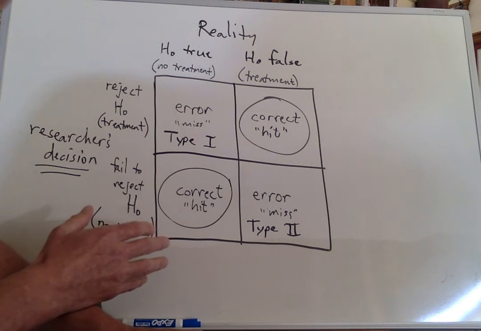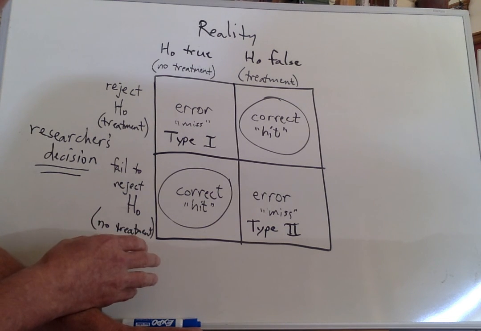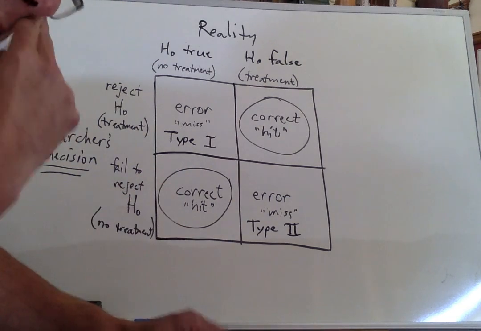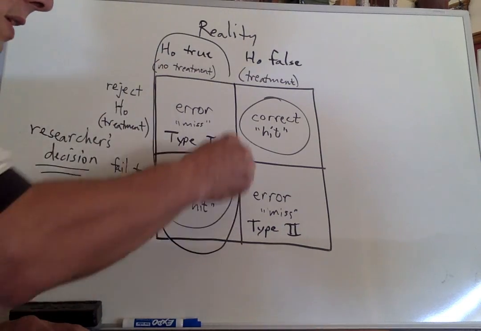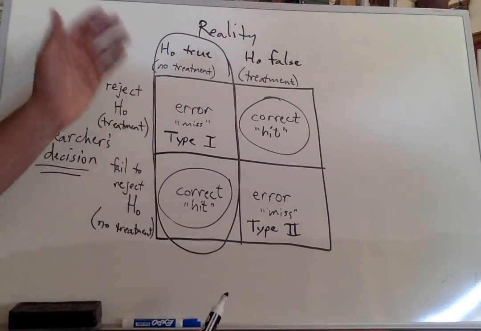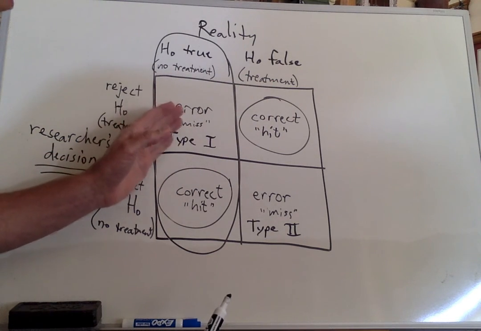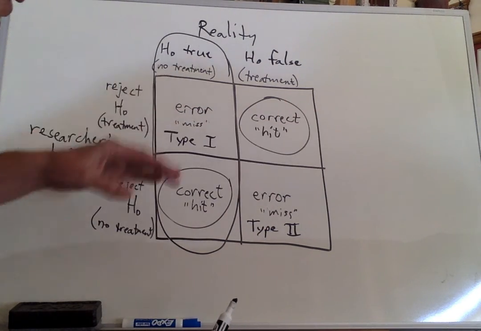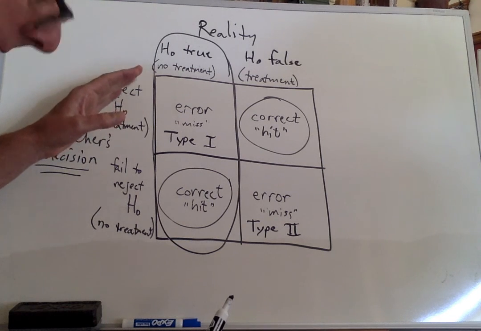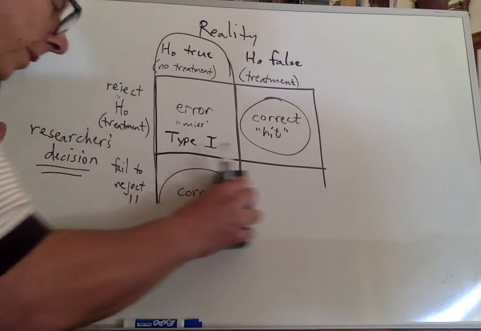to a graph. And the way I'm going to do that is to entertain the two possible realities and see what happens with the researcher. Okay? So I'm going to do this reality first because these two realities cannot coexist. Either the treatment has an effect or the treatment does not have an effect, right? Those are the two realities. Either there's no treatment or there is a treatment. And then we'll see what the researcher does, okay? So I'm going to ask you to look at this after I make the graph.